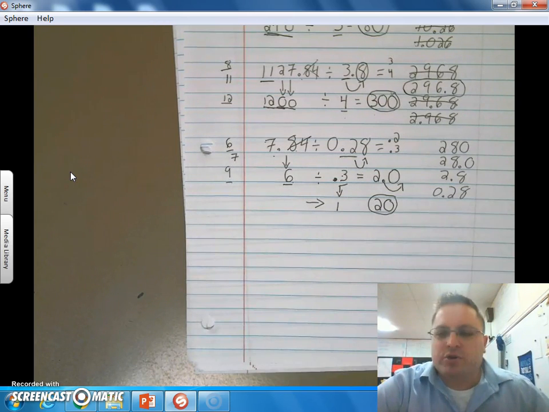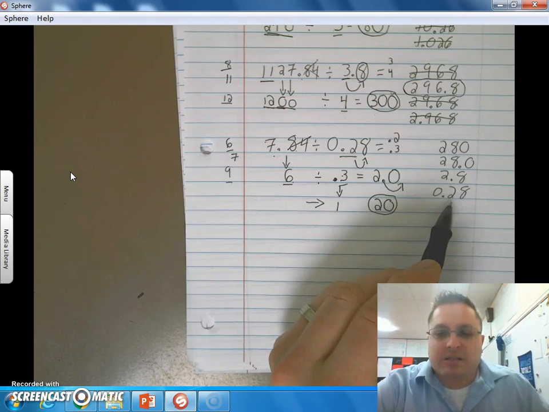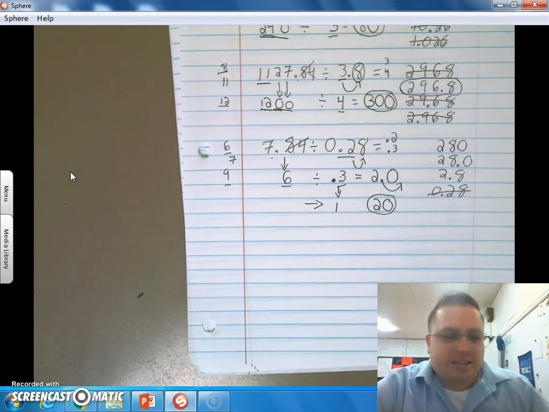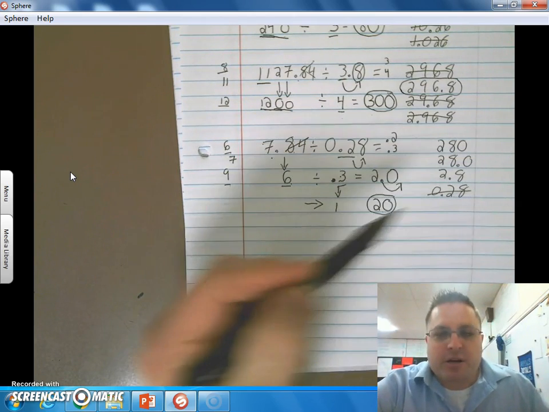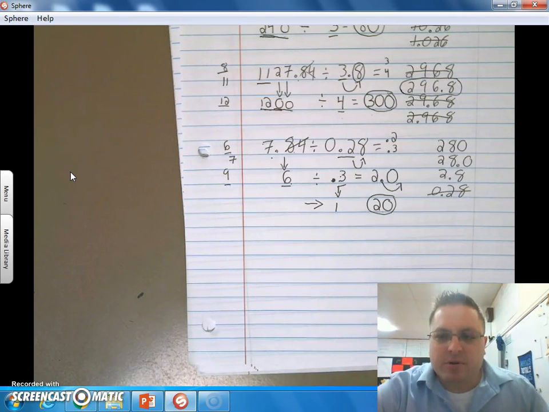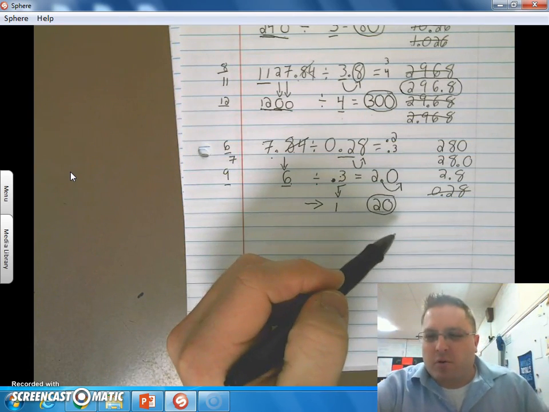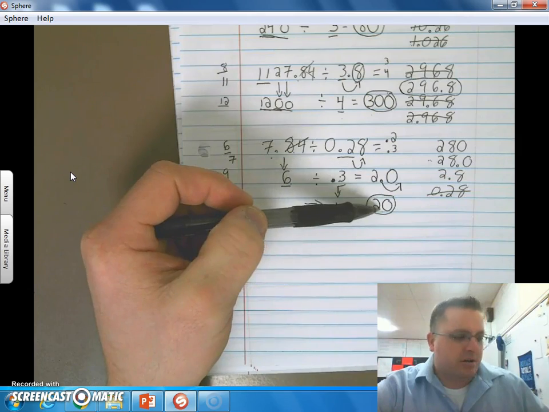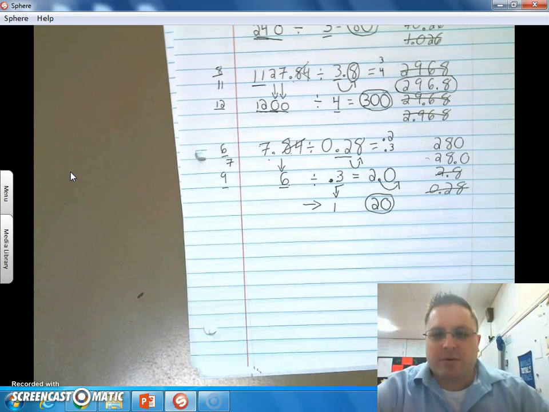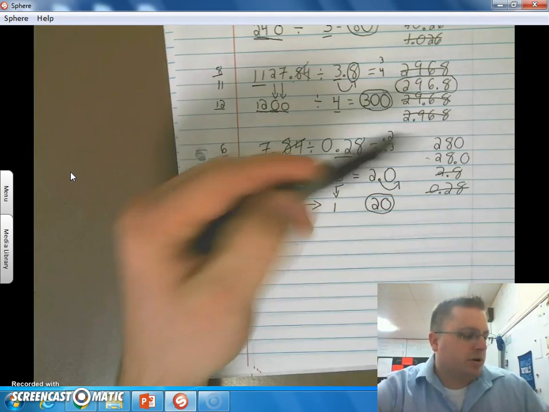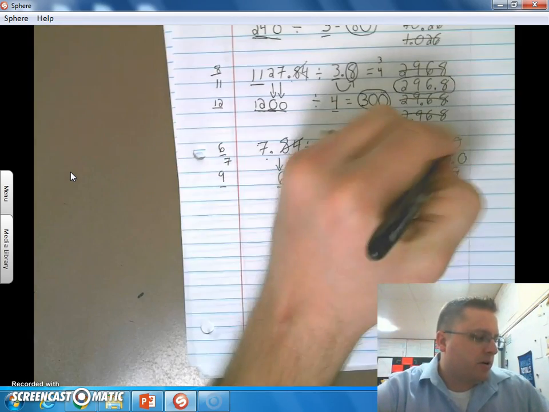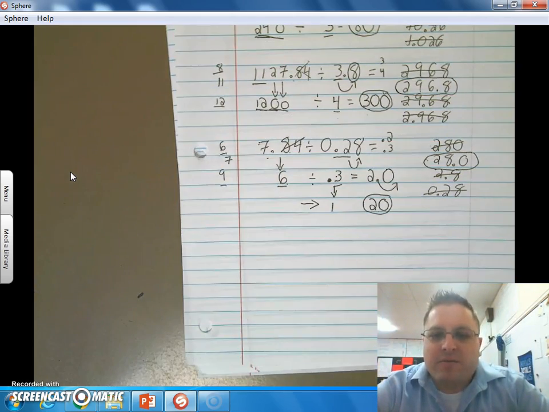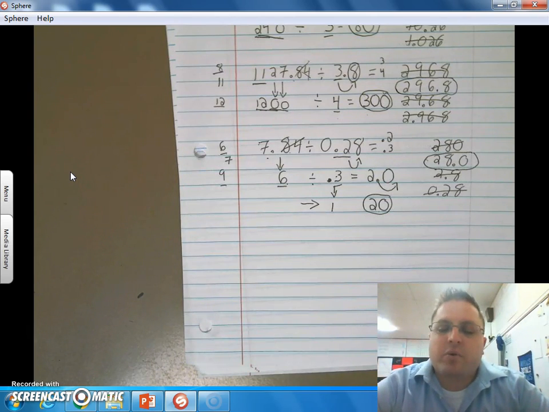So on my options, which one's the closest to 20? 28 cents compared to $20? No. $2.80 compared to 20? Or 2.8 to 20, but I always use money as an example. Not real close, but not horrible, so I'm just going to leave it and think. 28.0 compared to 20? Yeah, that's a lot closer than 2.8, so I'm going to close that one off. And then my last option was 280. No, that's too far off. So I'm saying my answer of 7.84 divided by 0.28 would be 28.